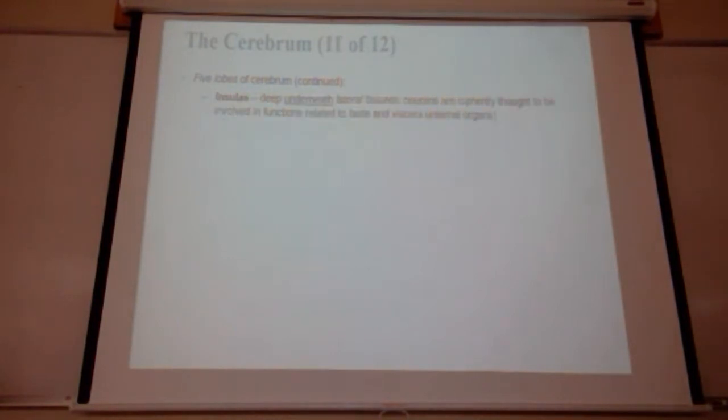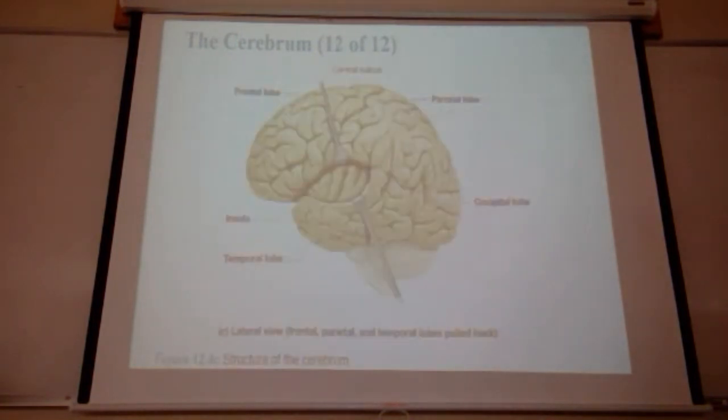The insulas lie deep underneath the lateral fissures. The neurons are currently thought to be involved in functions related to taste and viscera. Viscera, again, are the internal organs, the stomach, the liver, the kidneys, and those things.